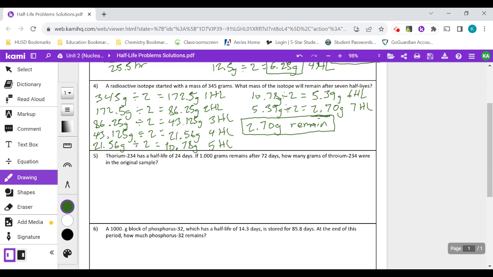So similar to the first problem, if t 1/2 is 24 days, 72 days divided by 24 days, that's 3 half-lives. So if we start with 1.000 grams and we multiply it by 2, we're going to get 2.000 grams.